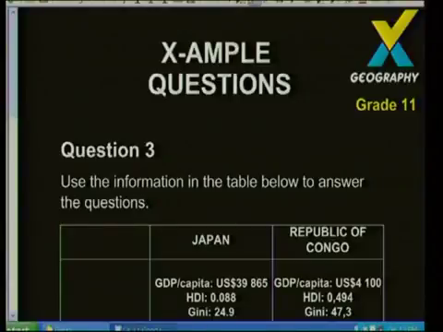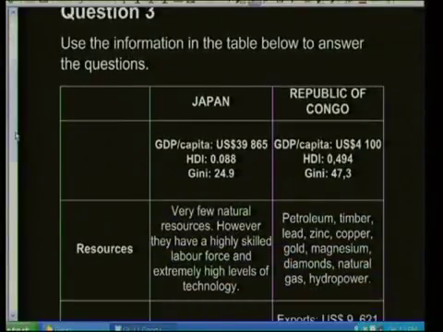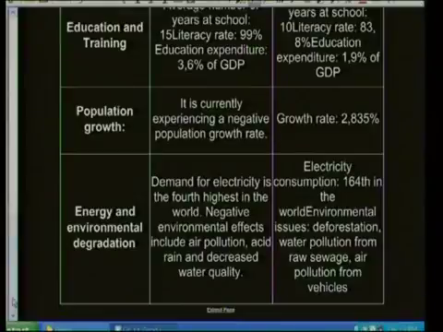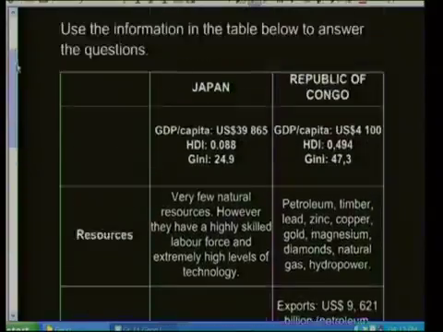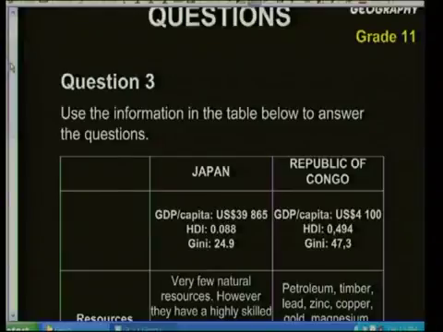All right, question 3. It says, use the information in the table below to answer the questions. We've been given two countries. We've got Japan and we have the Republic of Congo. Just from what we know in terms of development, one can assume that Japan is a developed country and the Republic of Congo is a developing country. If we look at the resources, the trade, education and training, population growth, energy and environmental degradation, they are comparing these two countries according to a list of criteria.